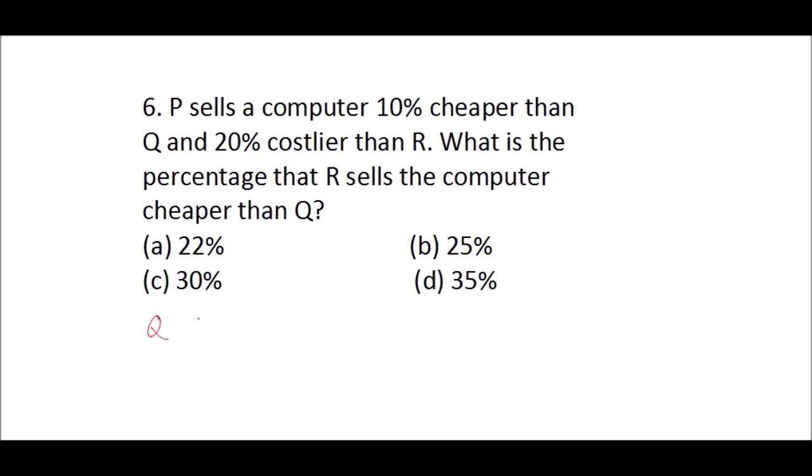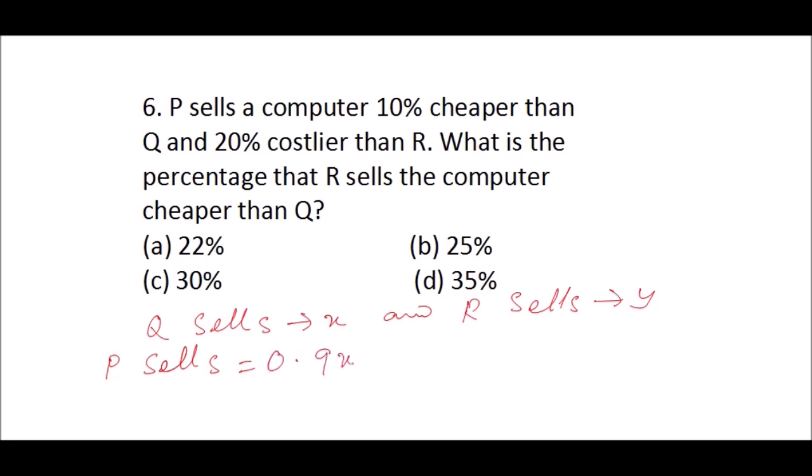Q sells at price X and R sells at price Y. Then P sells at 10% cheaper, that means 0.9 of X, and 20% costlier than R, therefore 1.2 of Y. From these two you can get a relation between X and Y. Therefore, you can find Y equal to 0.9 divided by 1.2 times X, and that is equal to 9 by 12, that is 3 by 4. Therefore, it is 0.75 into X.